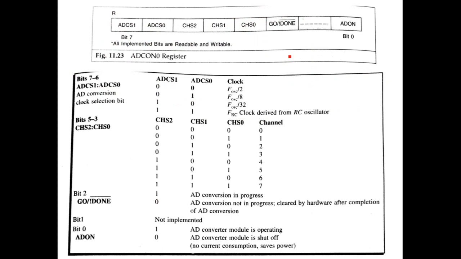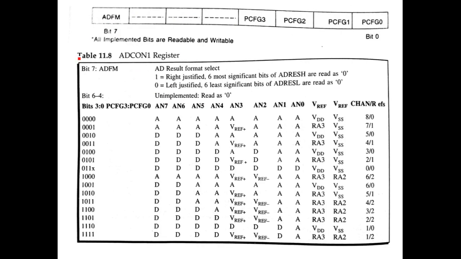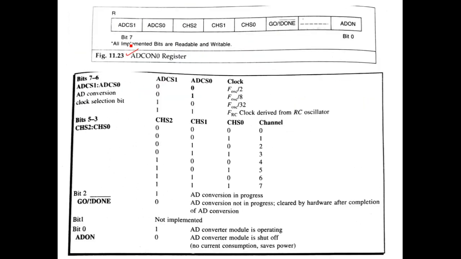So there are two control registers for the ADC module. ADC control 0, as you can see here, the ADCON0 register, and second is ADC control 1, the ADCON1 register. The different settings are done by these two different registers. Okay, so the ADC control register has different bits like this.